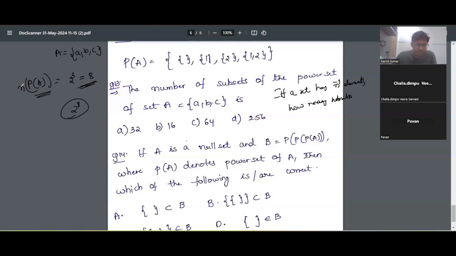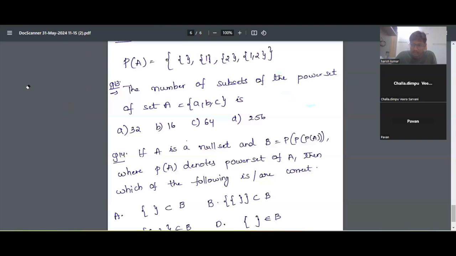Understood, Pawan? Yeah, I'll repeat it. Carefully also, okay? The number of subsets of the power set of set A. What is he asking? First, there is set A. Is he asking the number of subsets of A?